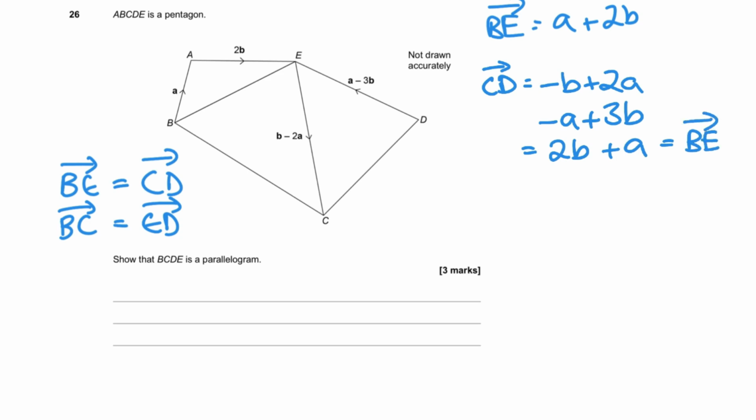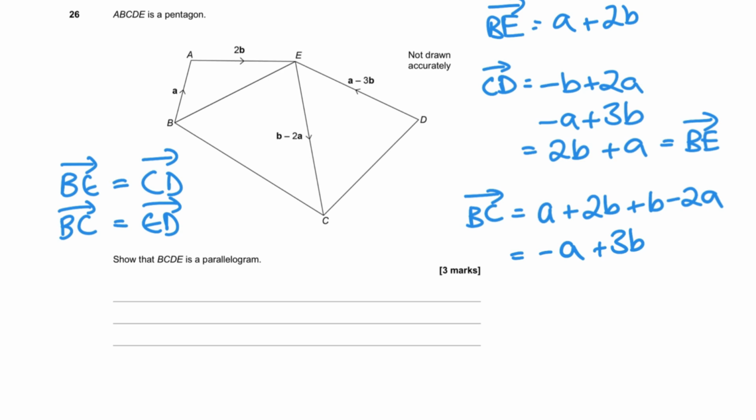So now let's have a look at the vector for BC. So again, we're not able to go straight down that line. This time we need to go via point E. So we know BE now, that's A plus 2B. And from E to C, we're going plus B minus 2A. We're travelling the right way down that line this time. So let's gather up our like terms. So we've got A minus 2A is minus A, and 2B plus B is 3B.